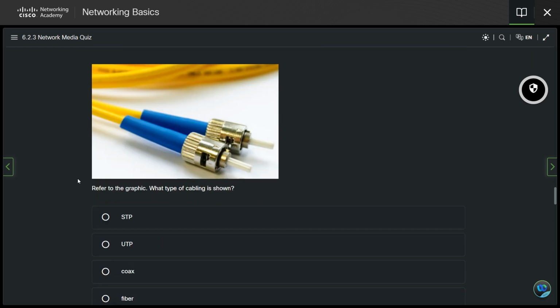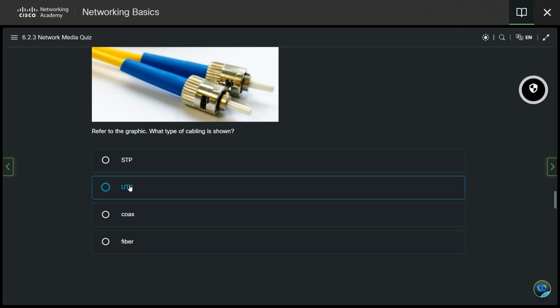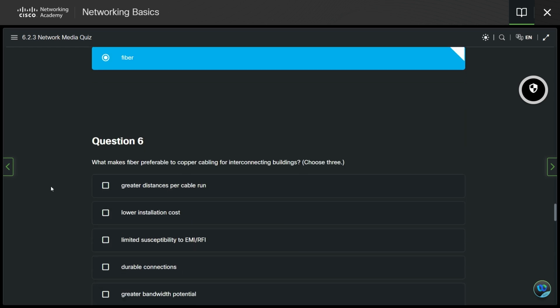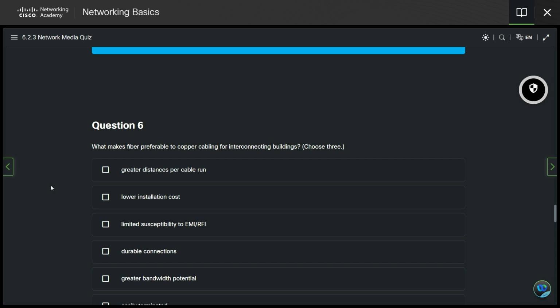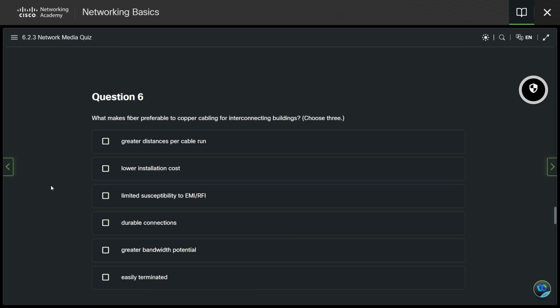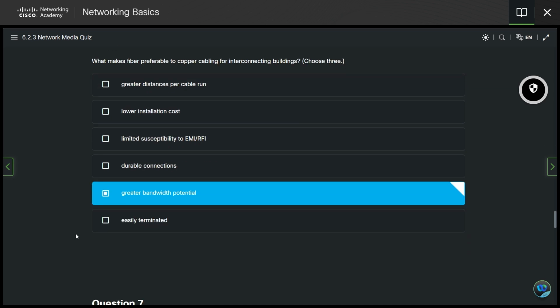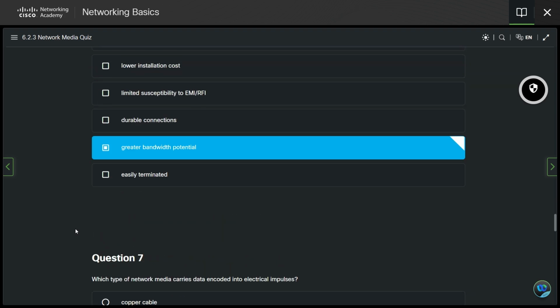Question 5. Refer to the graphic. What type of cabling is shown? That is fiber. Question 6. What makes fiber preferable to copper cabling for interconnecting buildings? Greater distance per cable run, lower installation cost, limited durable connection, greater bandwidth potential.